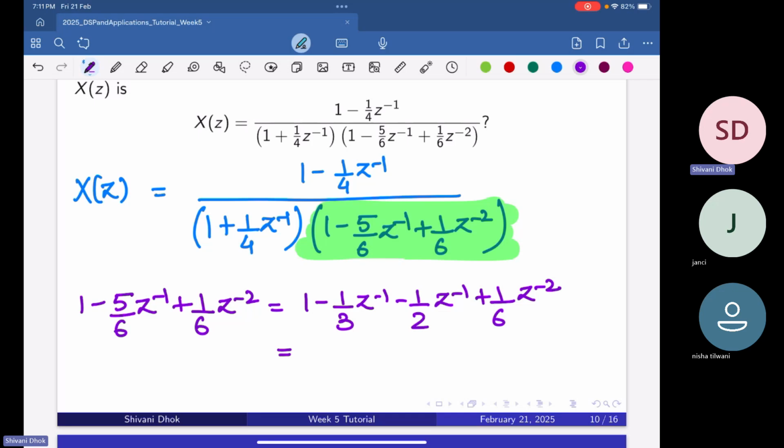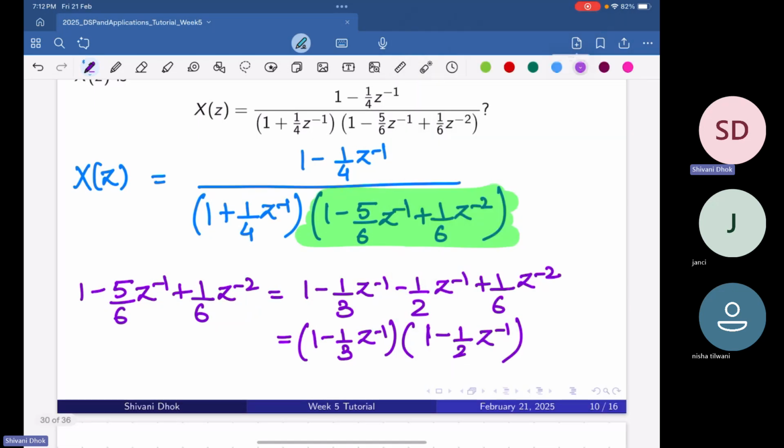So we can write this 5 by 6 as 1 by 3 plus 1 by 2. So what we get is 1 minus 1 by 3 z inverse. We can factorize it to get 1 minus 1 by 3 z inverse into 1 minus 1 by 2 z inverse. Okay. So now we can substitute this back in our X of z equation.